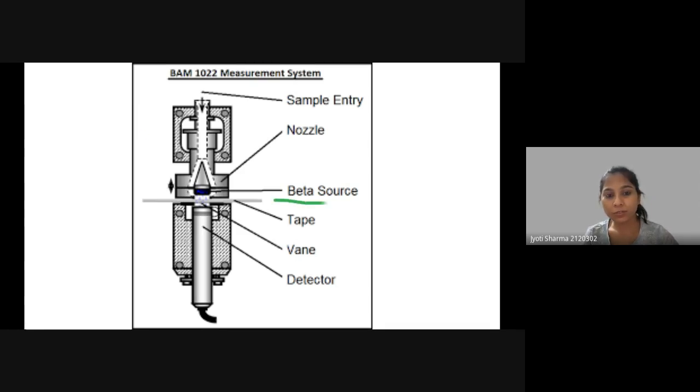So this is our beta source. And whenever we have particulate matter and the detector, whenever it will detect the beta source, there will be some attenuation, less intensity, or you can say there will always be some decrement in the energy of this beta source, because if in between we have the particulate matter, the concentration of the particulate matter can be assessed by decrement in the beta source, or you can say the attenuation of the signal due to the deposition of the particle.